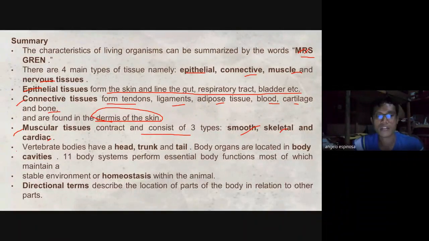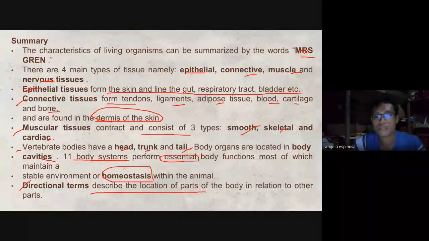Vertebrate bodies have a head, trunk, and a tail. Okay, so body organs are located in the body cavities. There are 11 body systems, essential, pinaka-importante sa body functions, most of which maintain a stable environment or homeostasis. Homeostasis is the stable environment of the animals. If hindi niya gusto yung environment, it will die. Okay, so directional terms describe the location of parts of the body in relation to other parts of the animals.